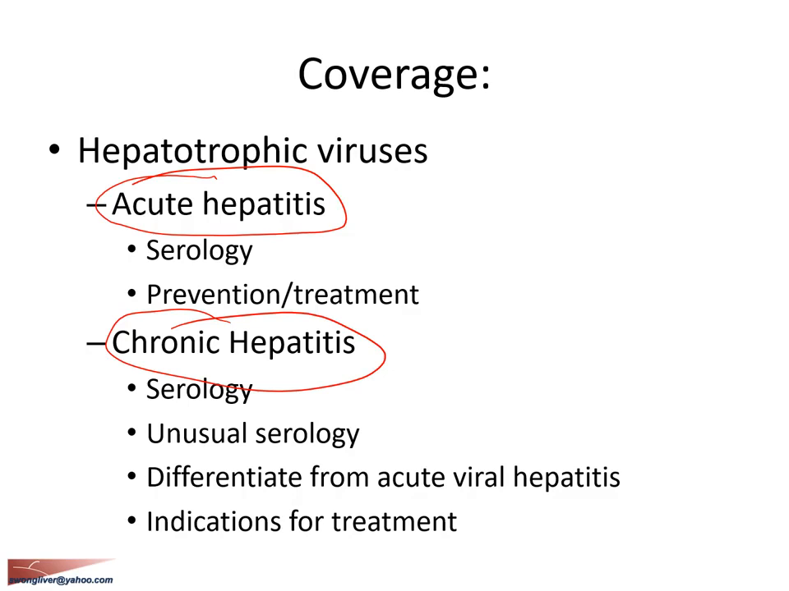Now next, as I've mentioned, not all hepatotrophic viruses will cause chronic hepatitis. In general, when you say chronic viral hepatitis, it just means that the virus has been there in your liver for at least 6 months. So that's the basic timeline when you say chronic viral hepatitis. We'll be tackling the serology again, some unusual serologies, because you can have unusual serologies in these cases. How can you differentiate chronic viral hepatitis from acute viral hepatitis? And of course, indications for treatment.